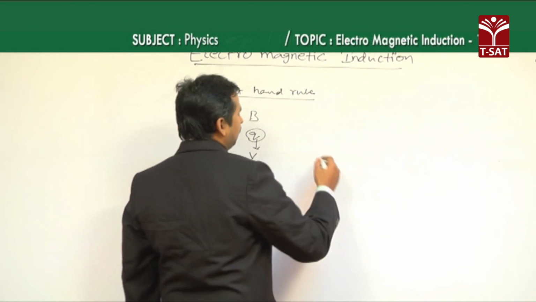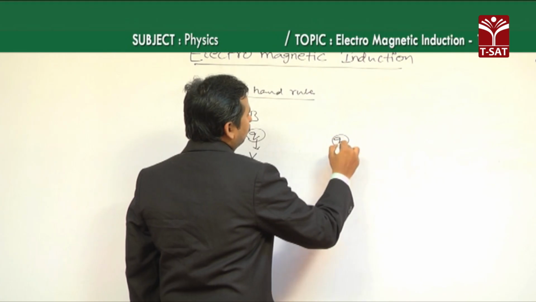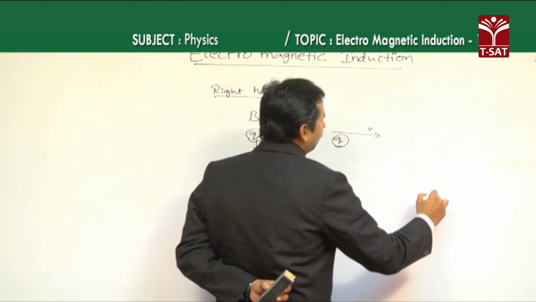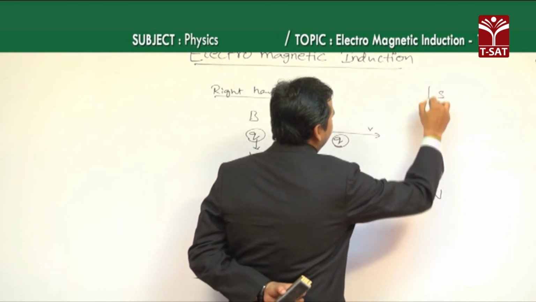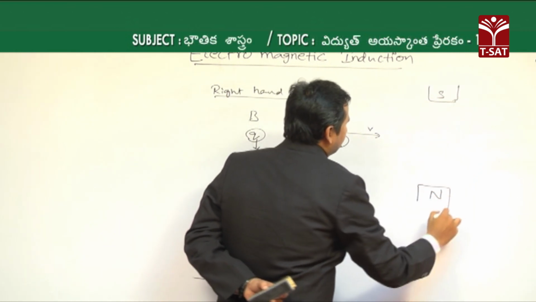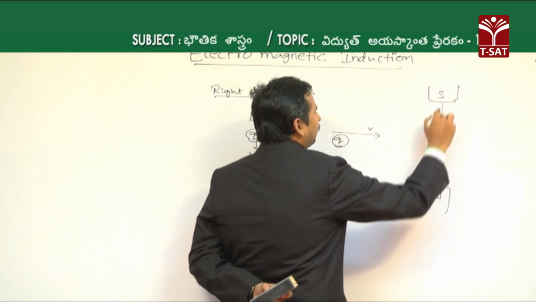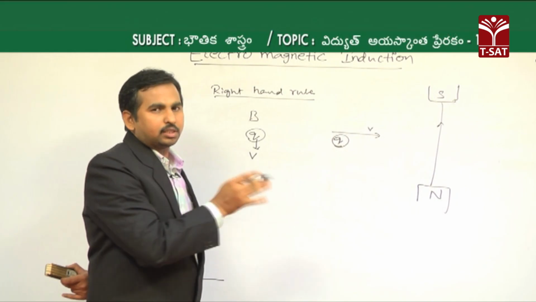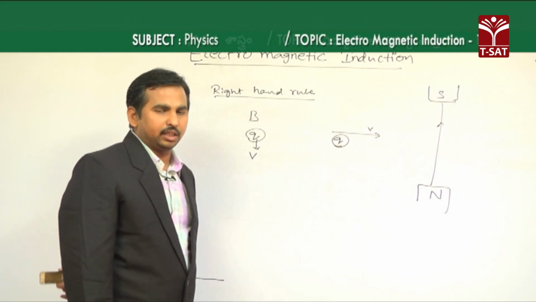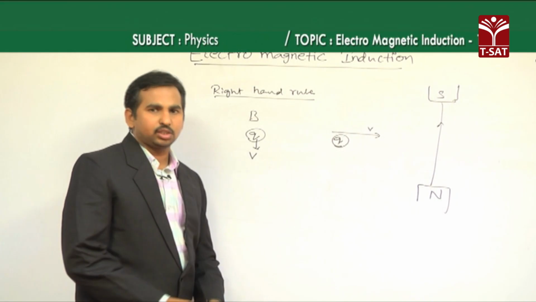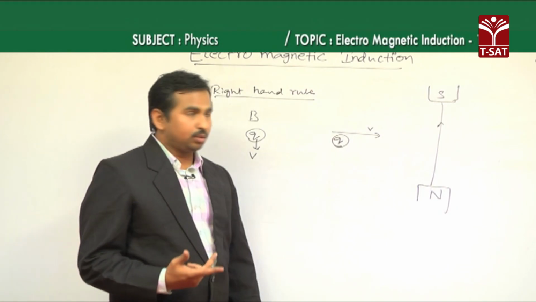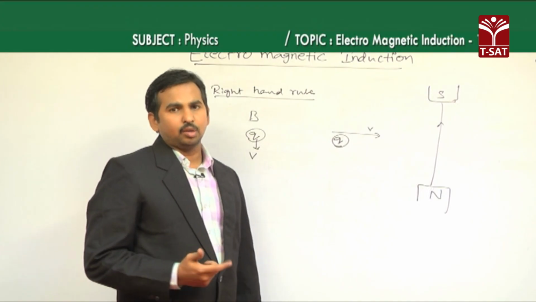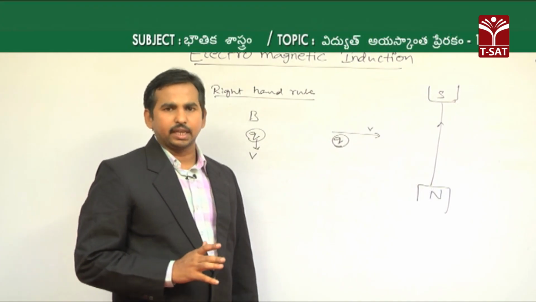For example, like this. Here this is the charge q, which is going in this direction with the velocity v, and here we have a north pole and a south pole present like this. Then the magnetic lines of force go upwards from north pole to south pole, which means the charge is coming perpendicular to that. Then how to take the direction here is, we have to take the charge going perpendicular to the magnetic field direction.